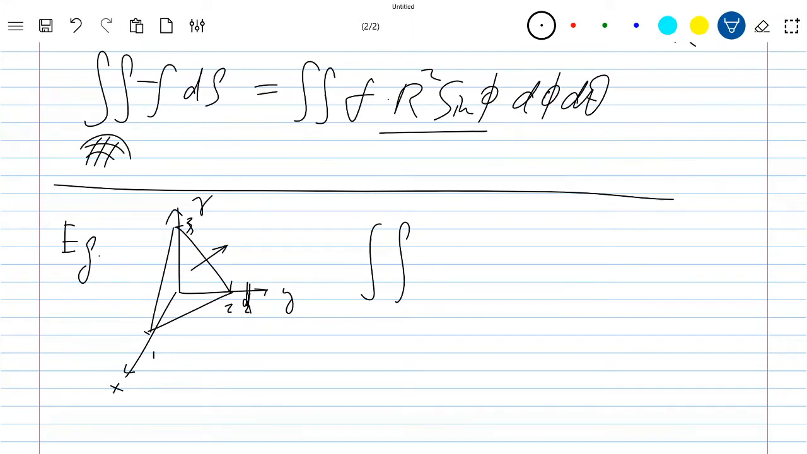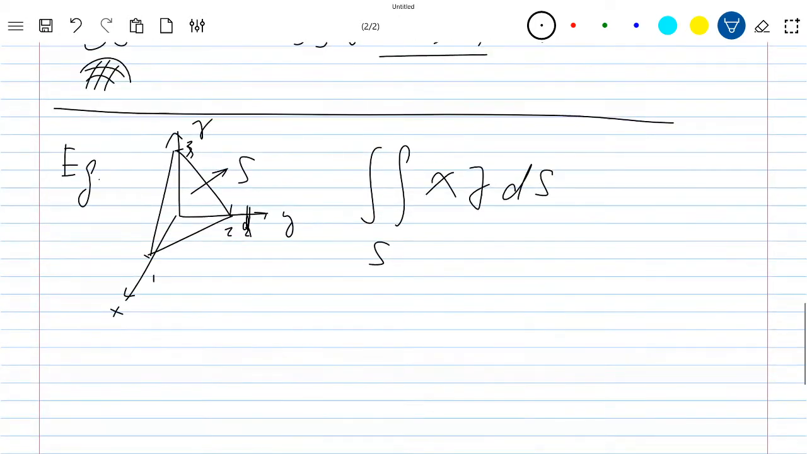This triangle here, we call it S. And then let's integrate a function, let's say xz. Okay, so you can say this is the density of this triangular piece, and you find out mass, for example. So how do we do that? Well, you need to write down an equation for this surface. This is a plane, and the easiest way to write down the equation is this: x over 1 plus y over 2 plus z over 3 equals 1.